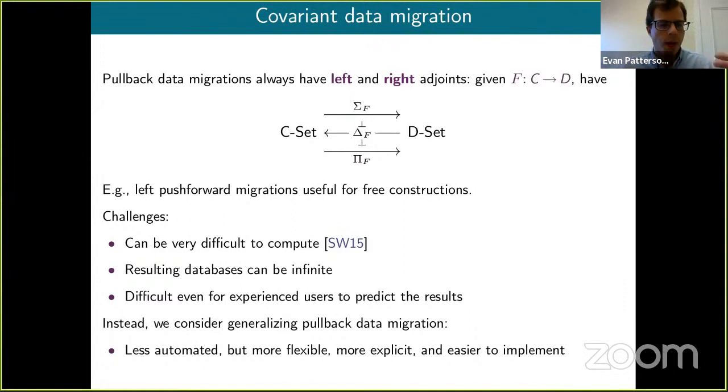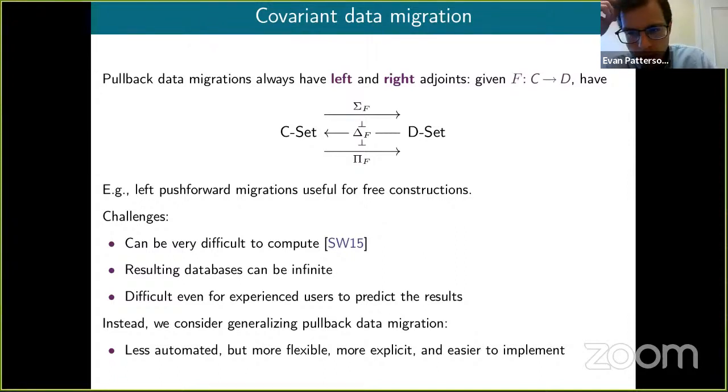Also, the databases that one is supposed to get can sometimes be infinite. So that's a real practical problem, because certainly SQL databases don't hold infinite data. And then there's also more of a usability challenge: it's hard even for people who know about this stuff to anticipate what these things are going to do. That can be a bit hard to think through unless you're very experienced with working with it.